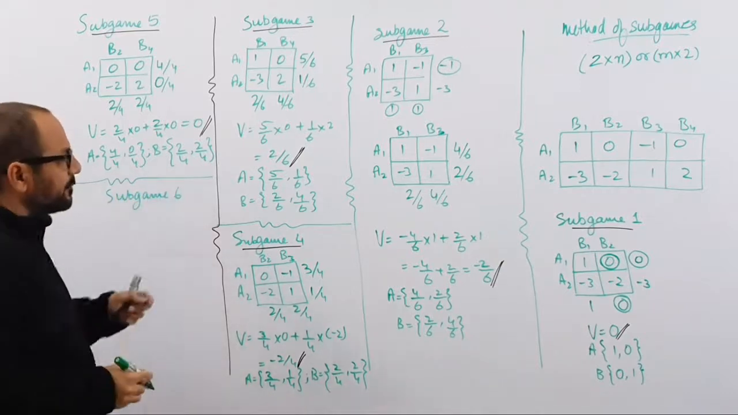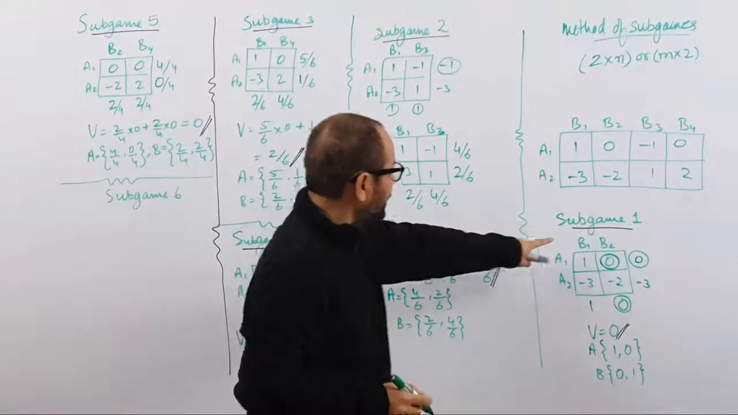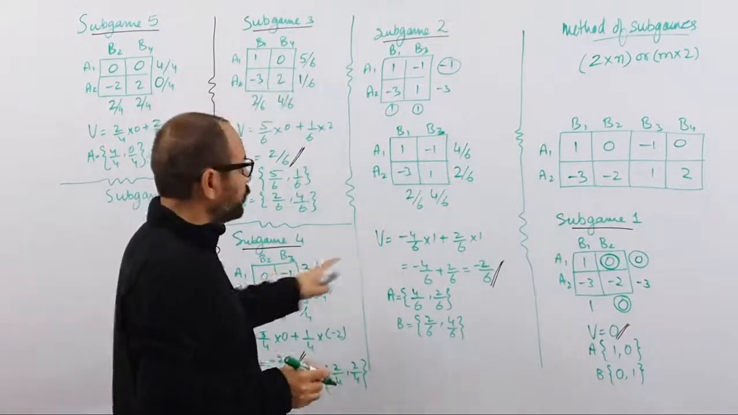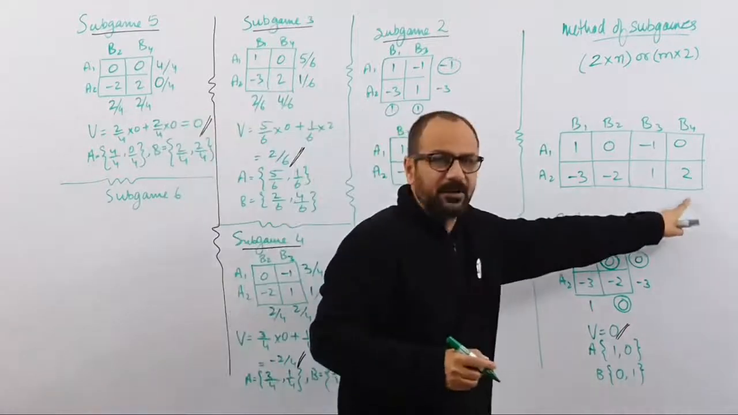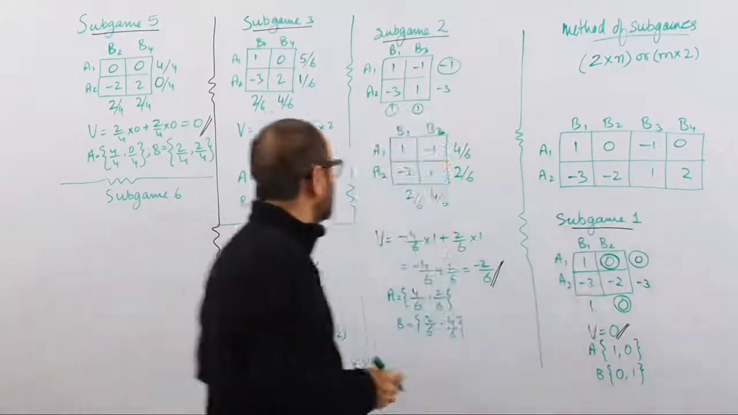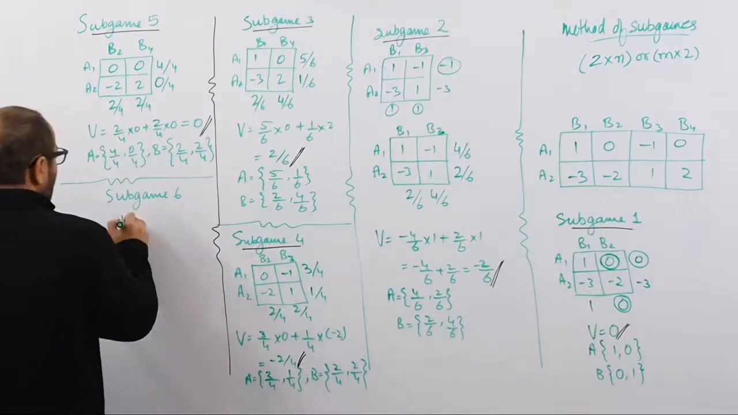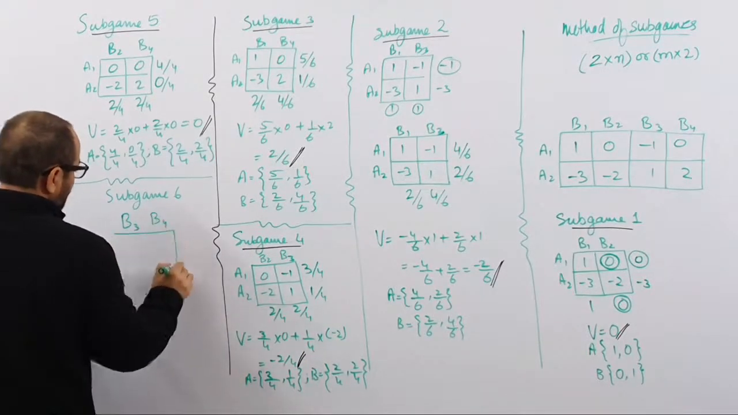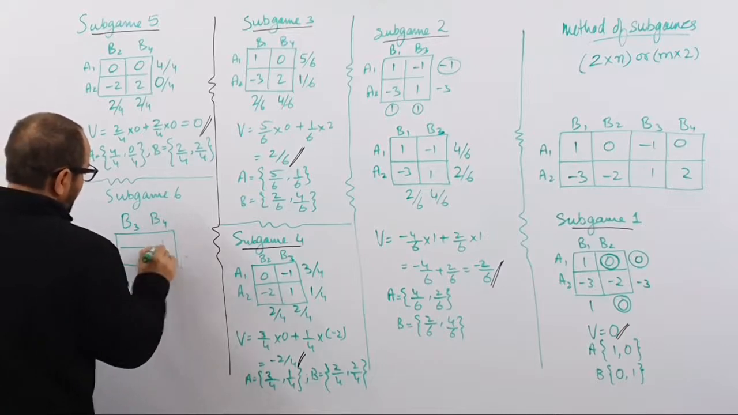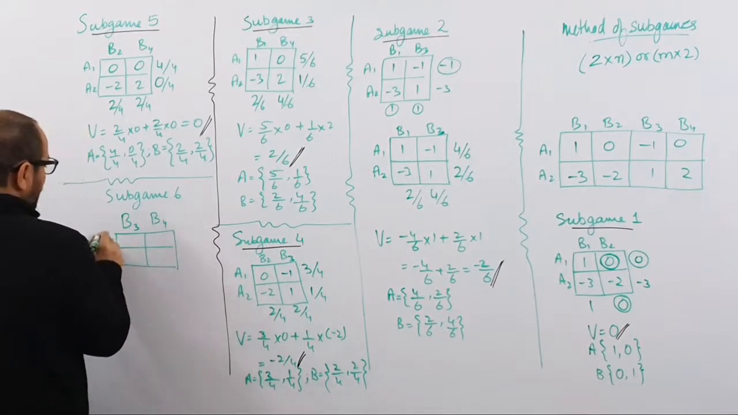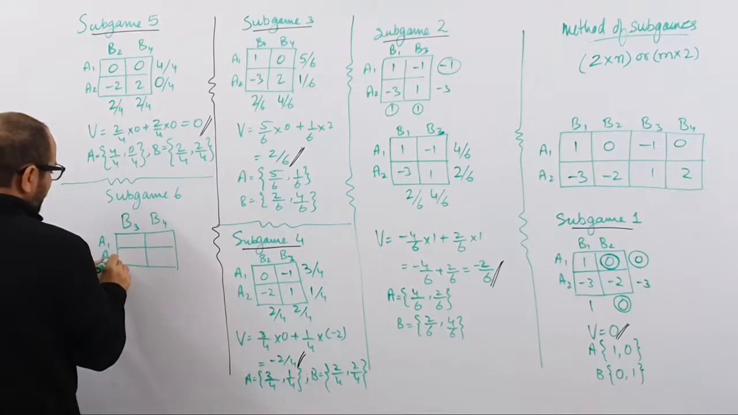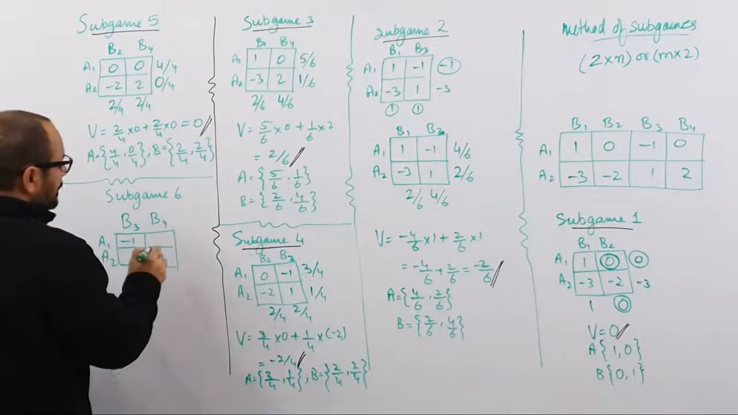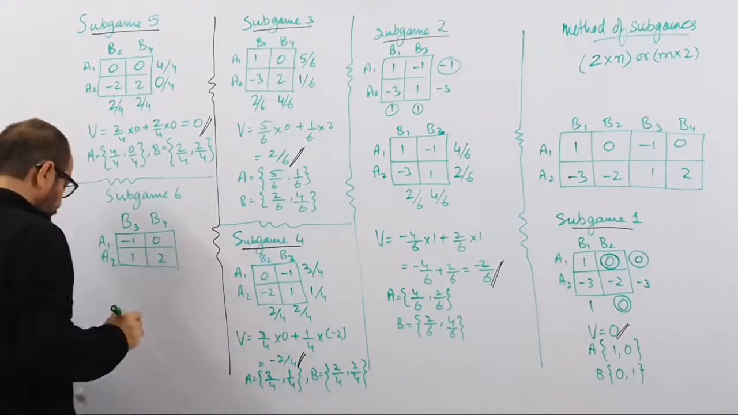Subgame 6 would be, we have checked B1, B2, B1, B3 and B1, B4. Then we checked B2, B3 and B2, B4. Now last subgame is B3, B4. So let us go ahead and check B3 also against B4. Maybe we might get a more favorable combination for B. B3, B4 is -1 and 1. Then there is a 0 and 2.